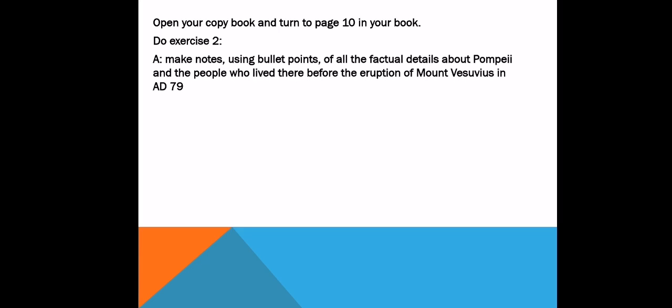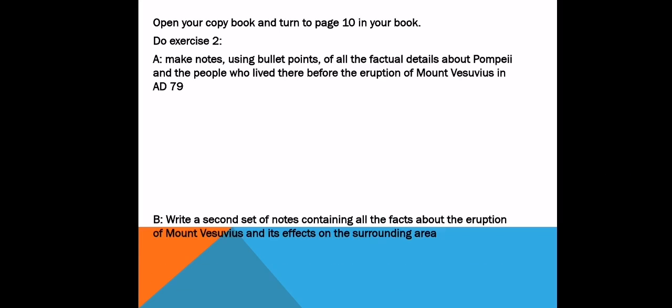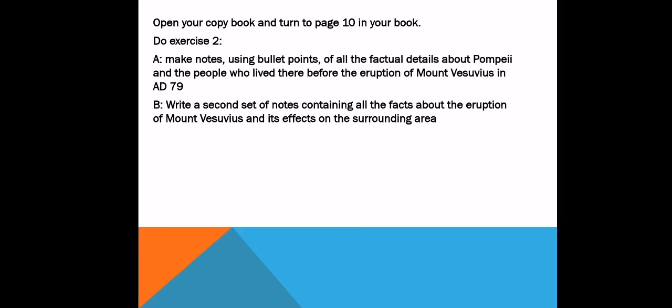So, I want you to turn to page 10 in your book now, and we're going to do exercise 2. It says to make notes using bullet points of all the factual details about Pompeii and the people who lived there before the eruption of Mount Vesuvius in AD 79. And then B asks you to write a second set of notes, also bullet points, containing all the facts about the eruption of Mount Vesuvius and its effects on the surrounding area. Remember, when we write in bullet points, you don't always have to write in full sentences with punctuation. I just want the basic important facts.